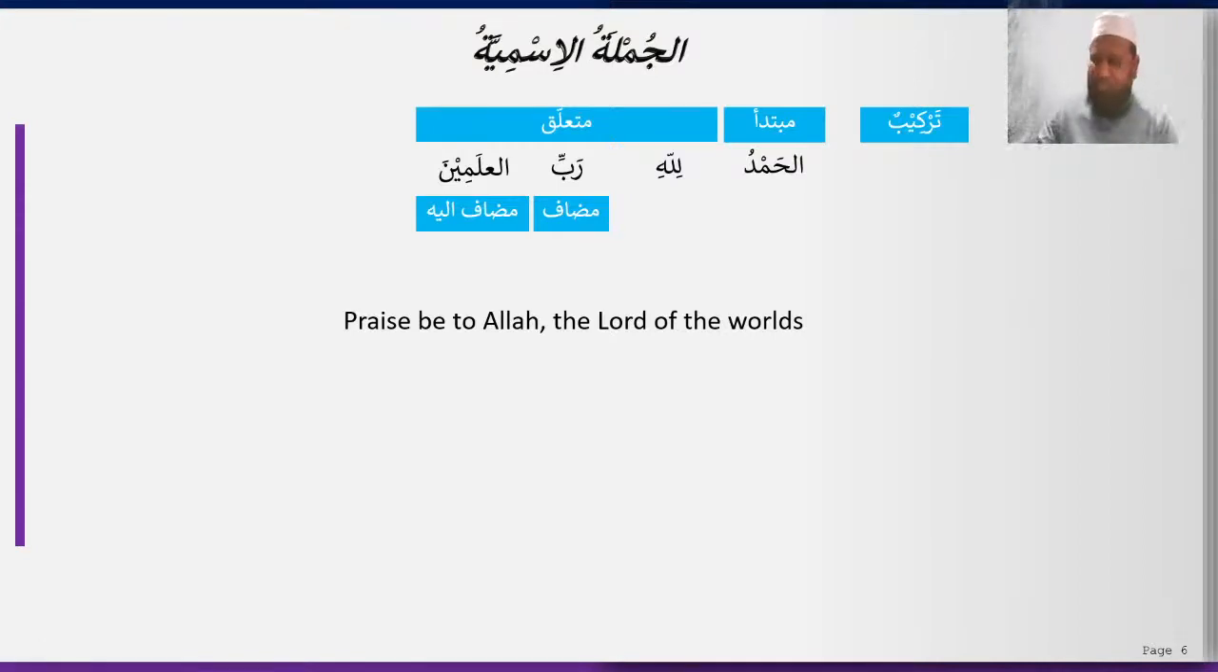Can anyone tell me? So here lam is harf jar, then lafzul jalala. We cannot make it majroor yet because there are others to connect. Rabb, what can we make the Rabb? Before it comes mudaf and mudaf ilayh.